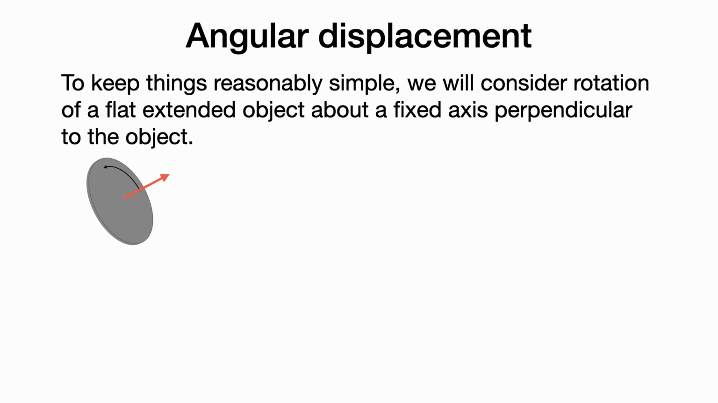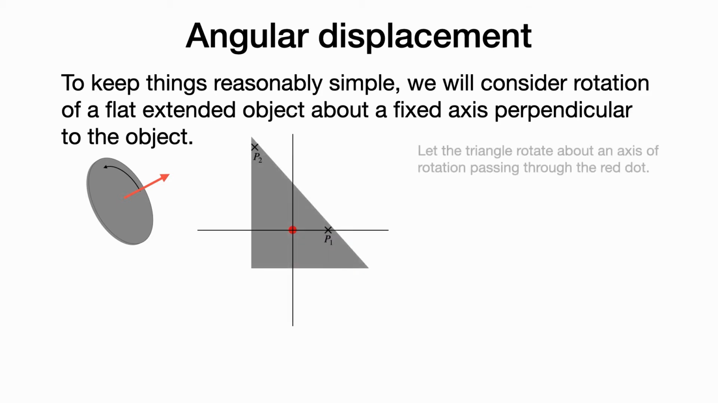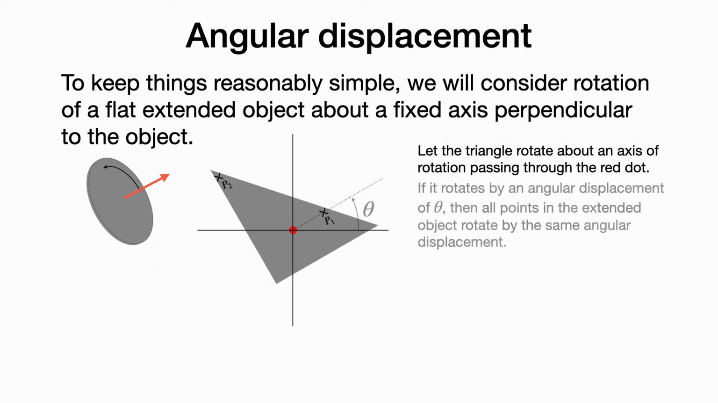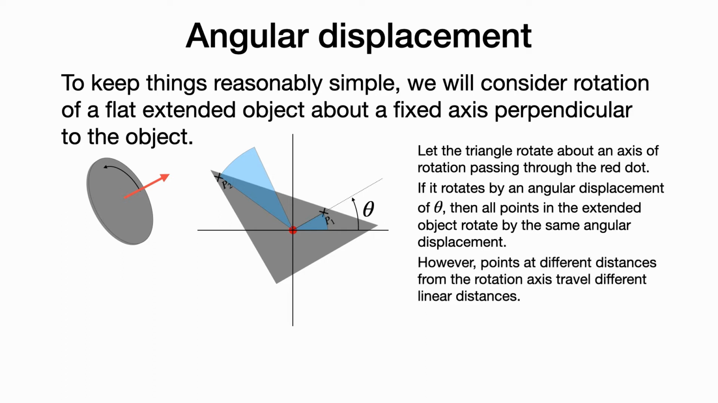To keep things reasonably simple, we will consider rotational motion of a flat extended object about a fixed axis perpendicular to the object. Consider a triangle. Let the triangle rotate about an axis of rotation passing through the red dot. If it rotates by an angular displacement of theta, then all points in the extended object rotate by the same angular displacement. However, points at different distances from the rotation axis travel different linear distances.